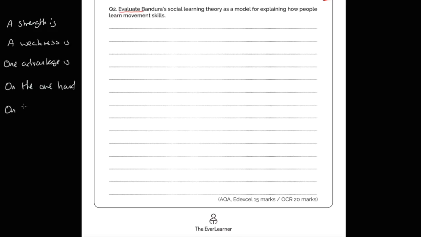Okay. However, we've been asked the question here to evaluate. Can I remind all of you that when we evaluate, we are saying things like a strength is, a weakness is, one advantage is, on the one hand, so this is all indicative. On the other hand, this is all indicative of the fact that I am thinking through an evaluative lens. Okay, so I'm giving strengths, weaknesses, advantages, disadvantages.